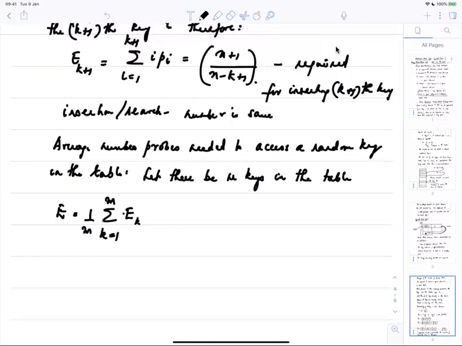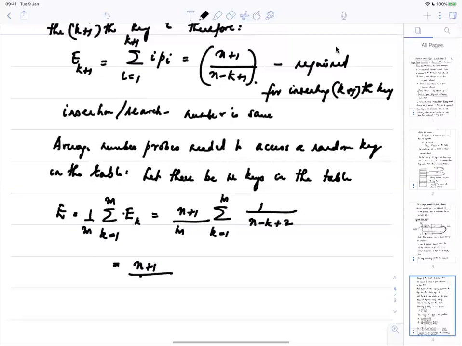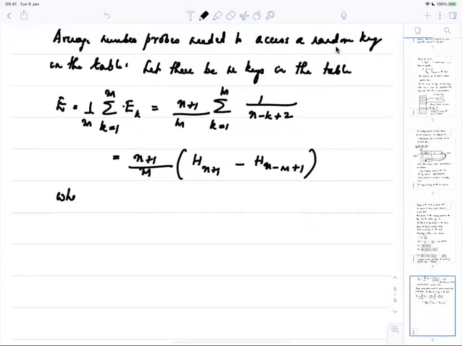And what will this be? You can do a little bit of simplification and write this as summation k equal to 1 to n of 1 by n minus k plus 2, which is equal to n plus 1 by n into Hn plus 1 minus Hn minus n plus 1, where Hn equals 1 plus half plus, you can verify this. And this is the harmonic function.